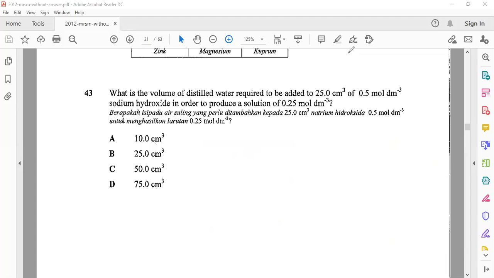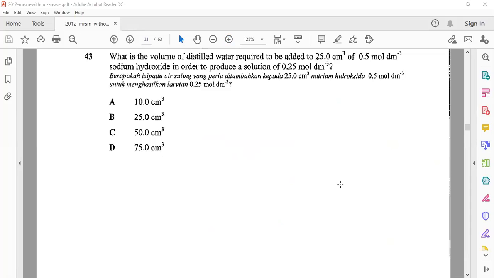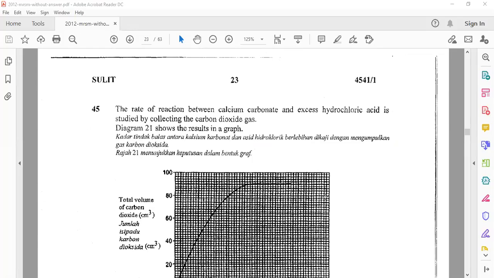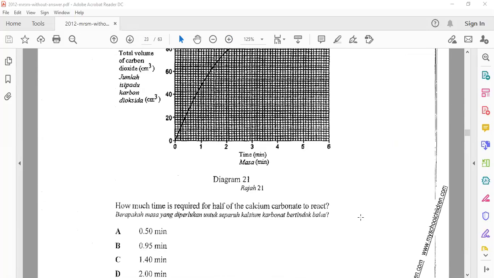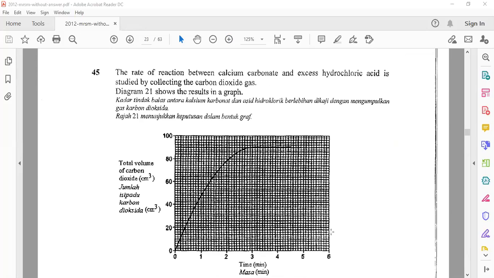And now we are going to move on to the next part of the question, where we are talking about question 45. Now in question 45, they show you the rate of reaction between the calcium carbonate and the excess hydrochloric acid. The graph is given to you, and you have to know how much time is required for half of the calcium carbonate to react. Okay. Now, what is the maximum volume of the gas produced? Did you see the maximum volume to be 90 centimeter cube?